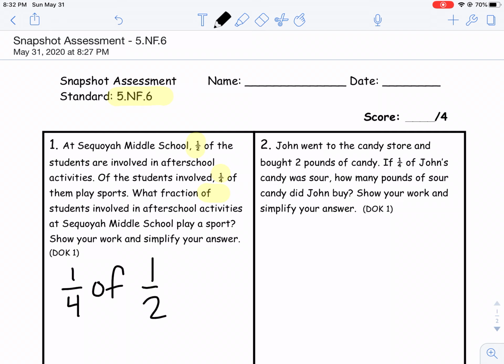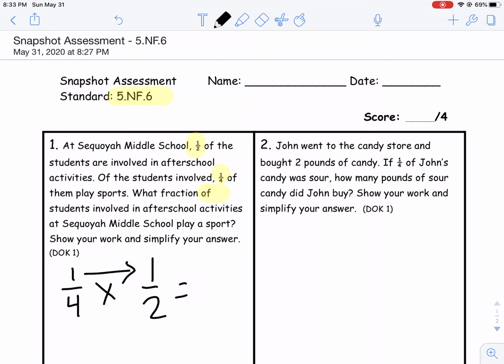So now I have to figure out, what do I need to do? Well, I know I need to multiply. Of means times. When I'm multiplying, I multiply straight across. So remember, in multiplication and division, I do not need to have a common denominator. I just need to multiply straight across. So I'm going to rewrite this so that it makes more sense. And I'm going to go, so 1/4 times 1/2.